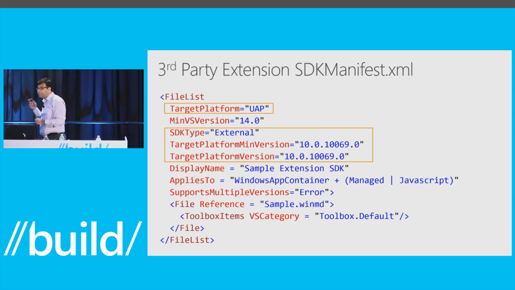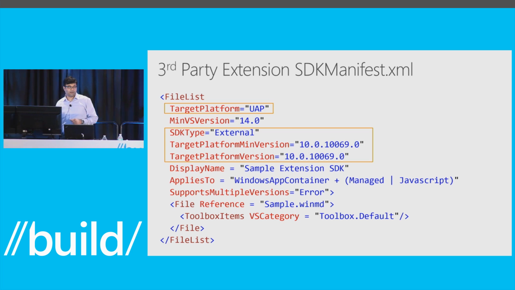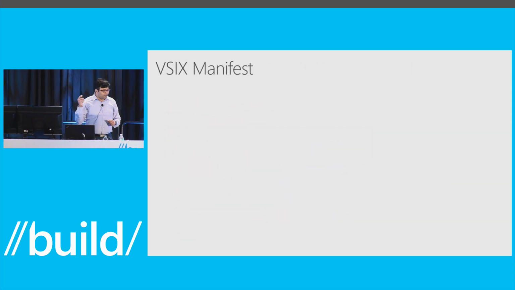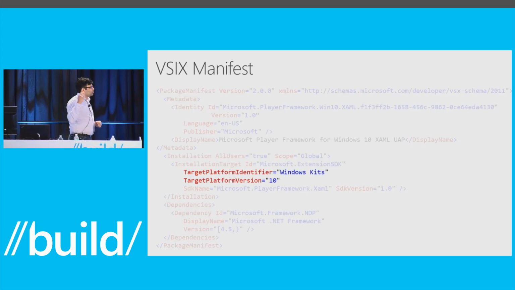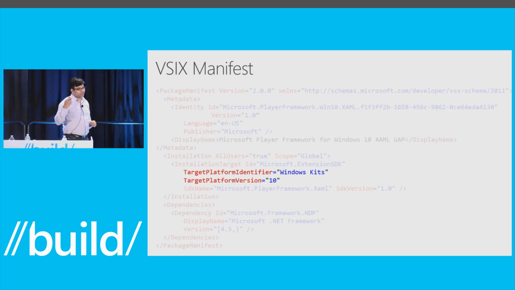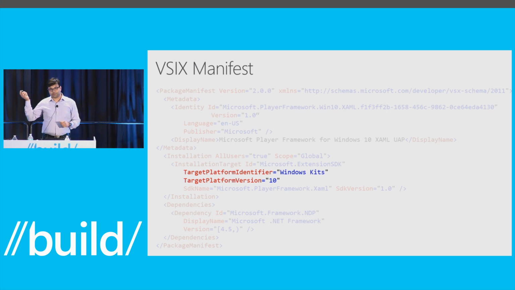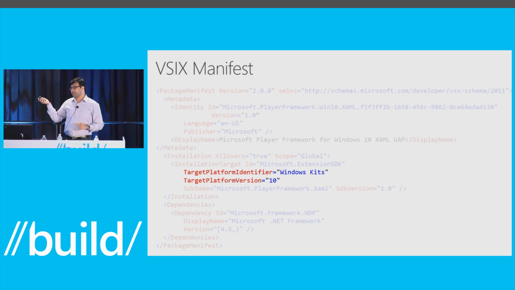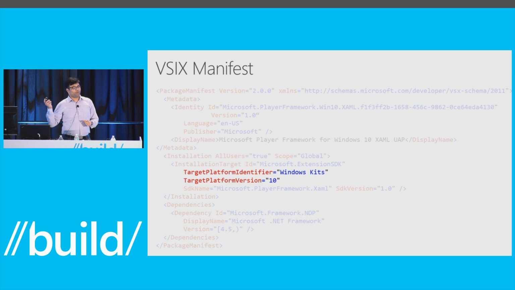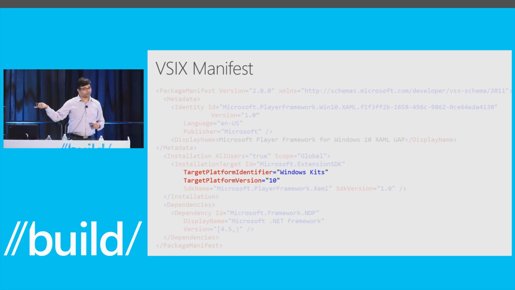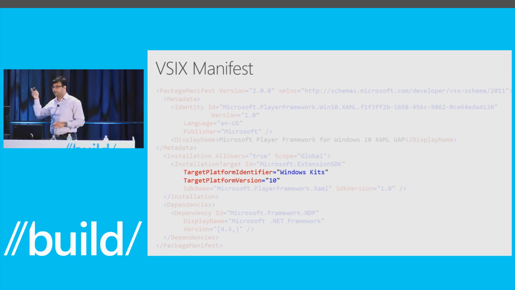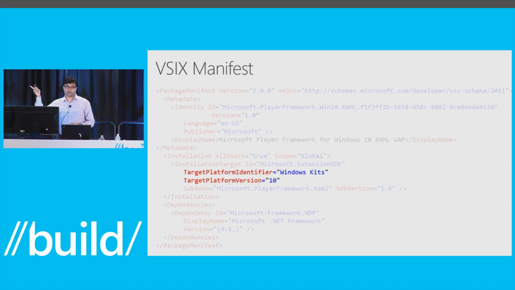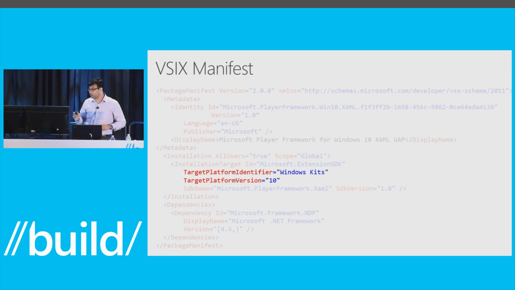So make sure these properties are set correctly in the SDK manifest.xml. This is a small FYI. If you are using the V6 installer to install your extension SDK, then you need to make sure that you specify the target platform identifier and target platform version as Windows Kits and 10, because V6 setup actually uses this property to install the SDKs in the right location. So if you are using V6, make sure these properties are set correctly, else your installation will not work.